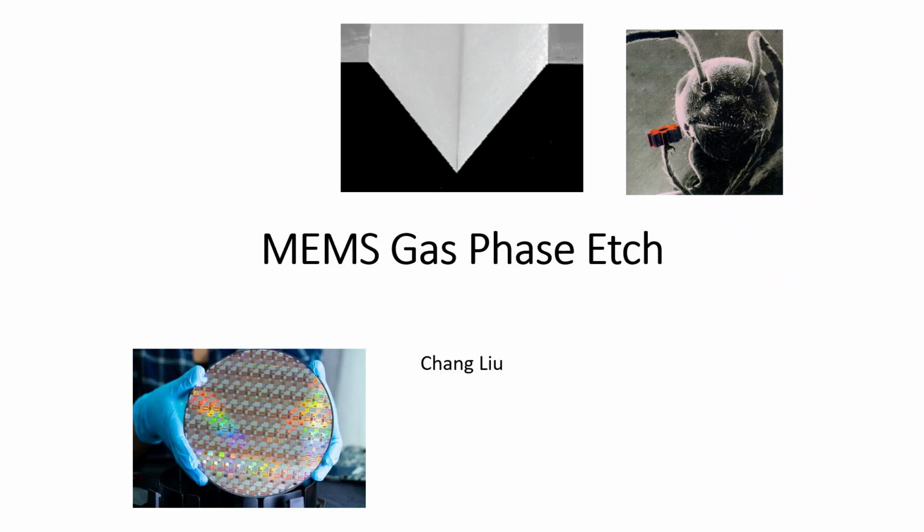Welcome back to Introduction of MEMS. We will be talking about gas phase etch of silicon. In the extreme case, silicon can be used as a sacrificial layer material.